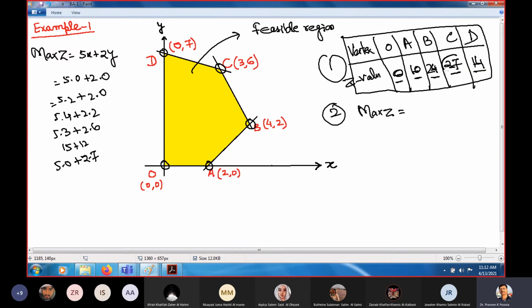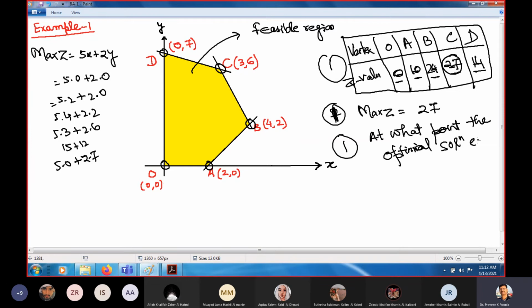How much? 27. This is a 1 mark question. Another 1 mark question. At what point does the optimal solution exist? Optimal solution exists. What point? So what is the point?